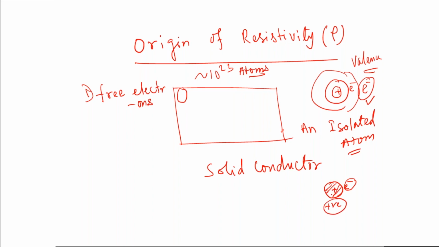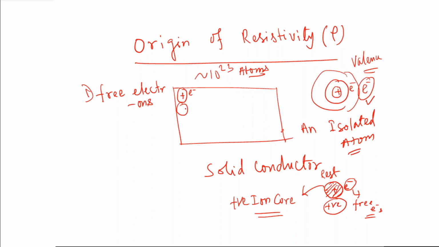If you take one electron out, the effective positive charge of the atom increases. So I can call this part the positive ion core, and this the electron or free electron. Any atom can be thought of as a positive ion core, which is heavy because the mass of the atom is concentrated at the nucleus. So generally the ion cores are at rest.